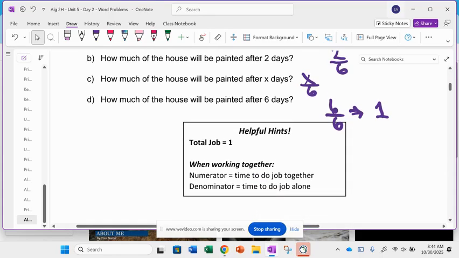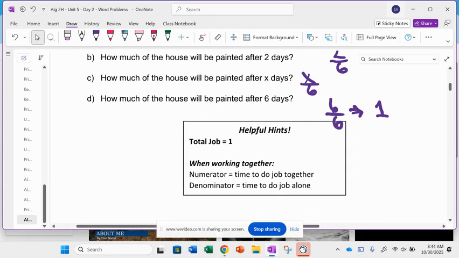And I gave you some little helpful hints here. Our total job equals 1, and that makes sense based on what we just said, right? The days completed out of the total days it takes will always equal 1. Now when multiple people are working together, just keep this in mind. The numerator will always be the time it takes for them to do the job together, and the denominator will be their individual times.